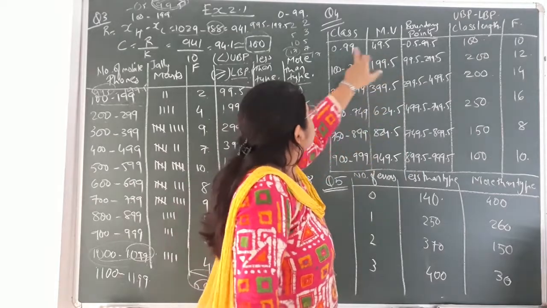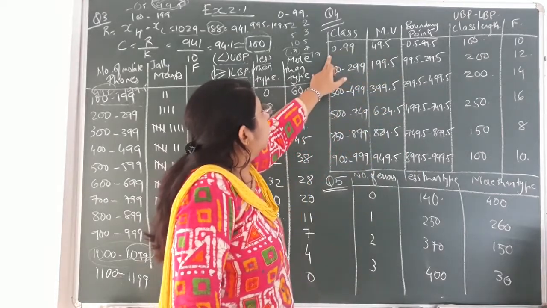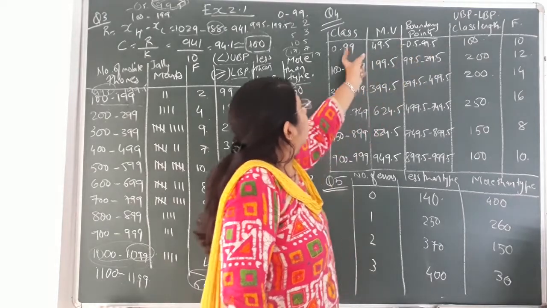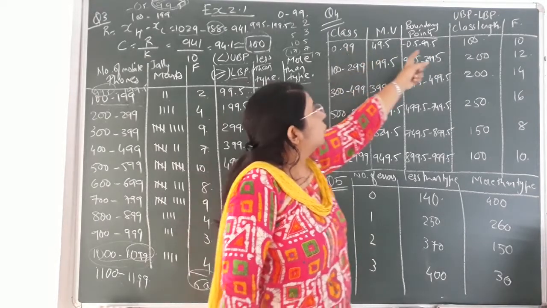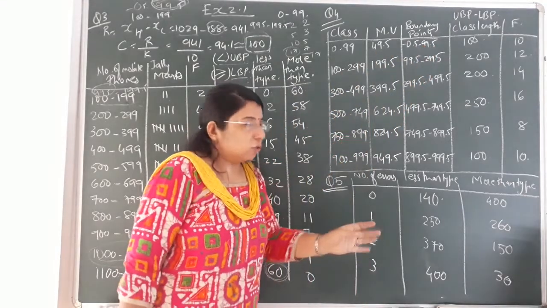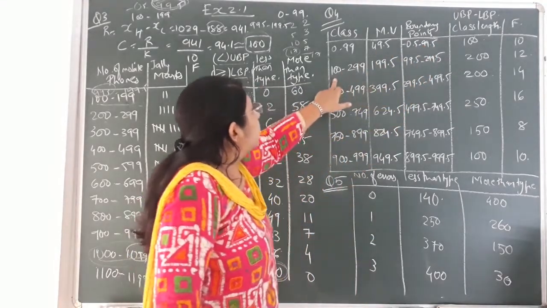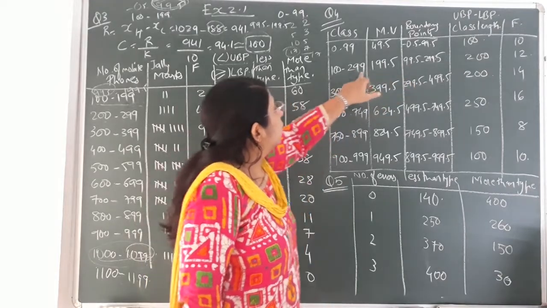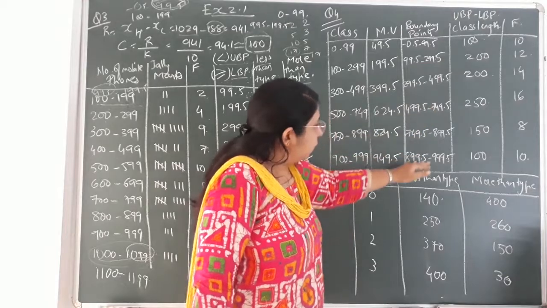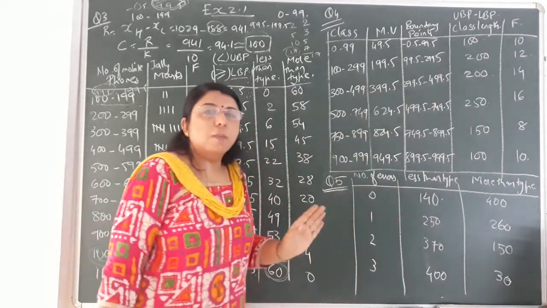Here you can see we have subtracted 0.5 from 0, so it would come to minus 0.5, and we add 0.5 to the upper limit, so it would come to 99.5. This we know, how to convert inclusive to exclusive. In the same way over here, 100 minus 0.5 is 99.5, 299 plus 0.5 is 299.5, and so on. We have found the exclusive data or the boundary points.